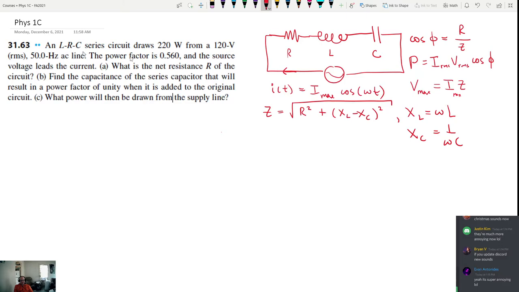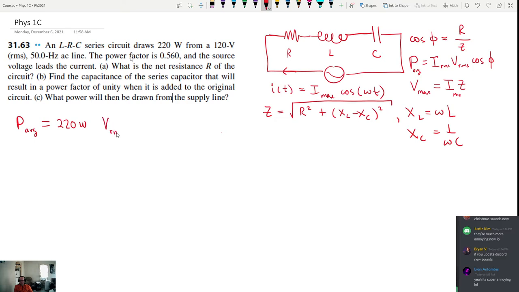An LRC series circuit draws 220 watts, so that's power. It's going to be average power. I forgot to mention that this is average power here. Average power of 220 watts. It's average because it has to be averaged. Otherwise, the power would be high and then low and then high and then low, depending on when the current was at maximum or at zero. So that's why we time average it over one period, from a 120 volt, it tells us that's RMS, 50 hertz AC line.